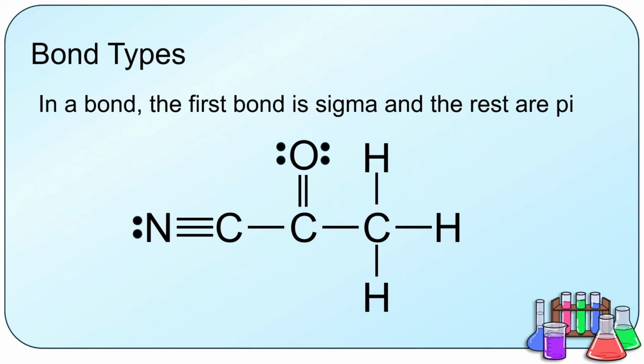If you have single bonds, that's only one bond, so it's sigma. If you have multiple bonds, the first is sigma and the rest are pi. So if you have a double bond, you have one sigma and one pi bond. If you have a triple bond, you have one sigma and two pi bonds.